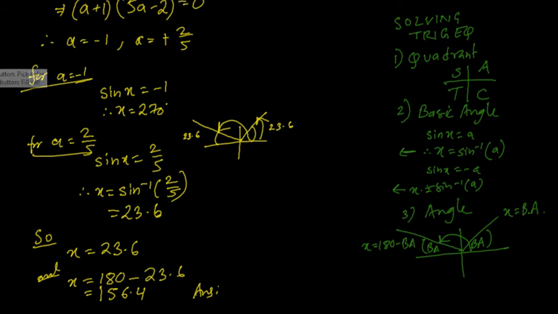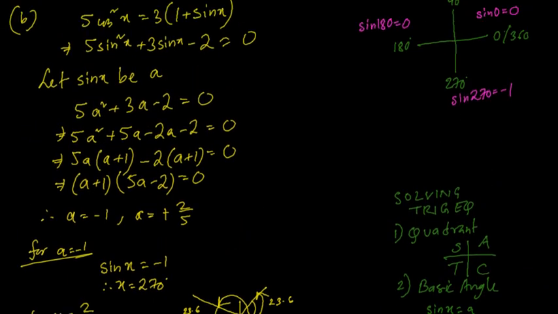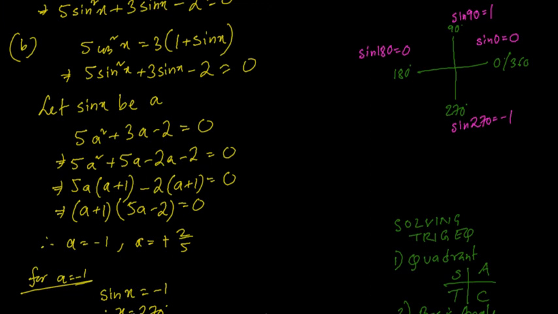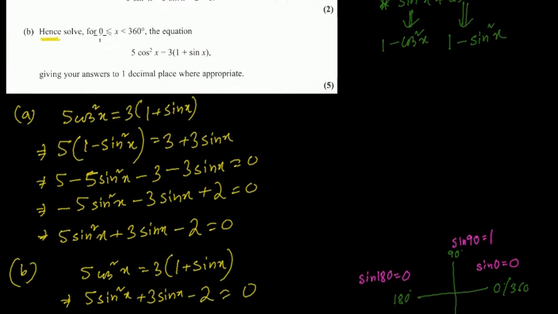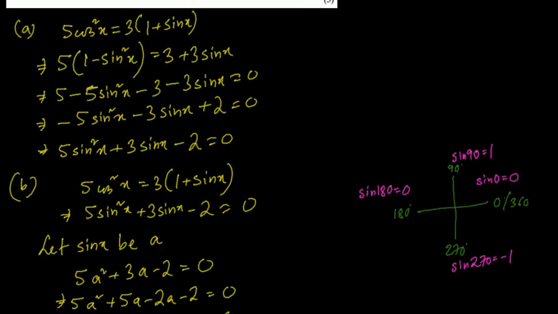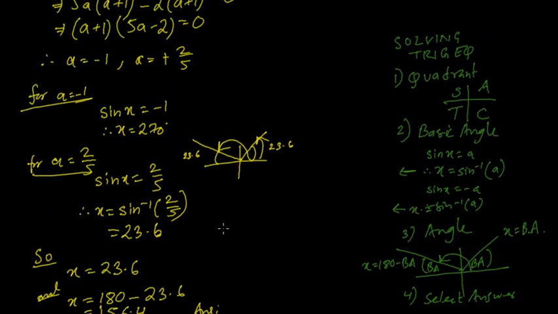So step 4 is select your answer. Select the answer depending on what the range is. So here the range is, I think, 0 to 360 degree. Remember, it is not equal to 360 degree, but it is equal to 0. So between 0 to 360 degree, our answer is there. So we can write answer x equals 23.6 degree and 156.4 degree. You don't have to use degree throughout the sum, but I recommend at the end of the sum you just use the degree.